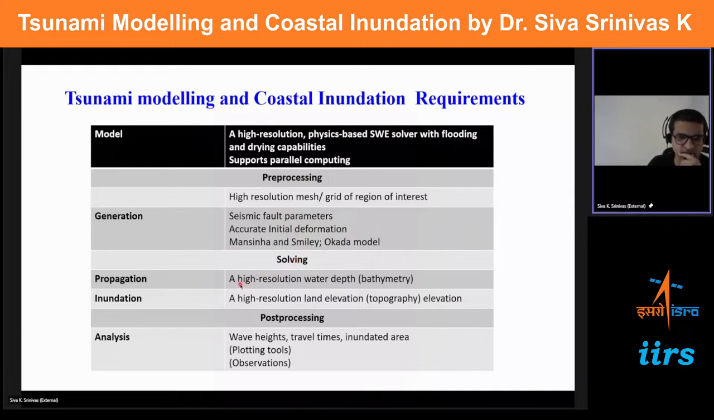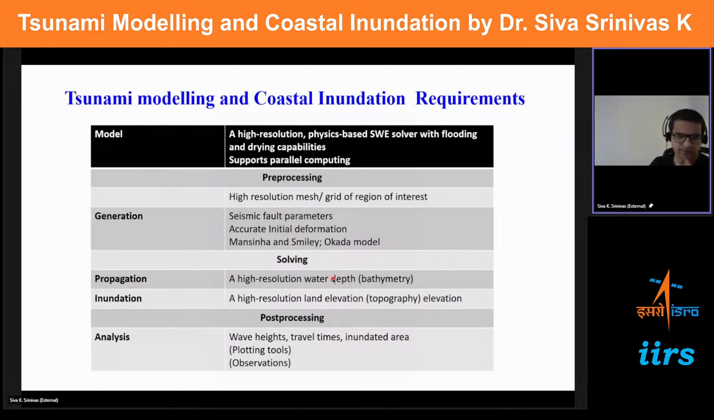For solving, we need a high resolution water depth, that is bathymetry, which is needed for propagation. So we need the ocean depth at different points for propagation. And if I'm solving inundation, I need topography. When water enters into the land, it's called inundation or flooding. So what various buildings are available, what are their heights? We need the land elevation part. We call it topography.